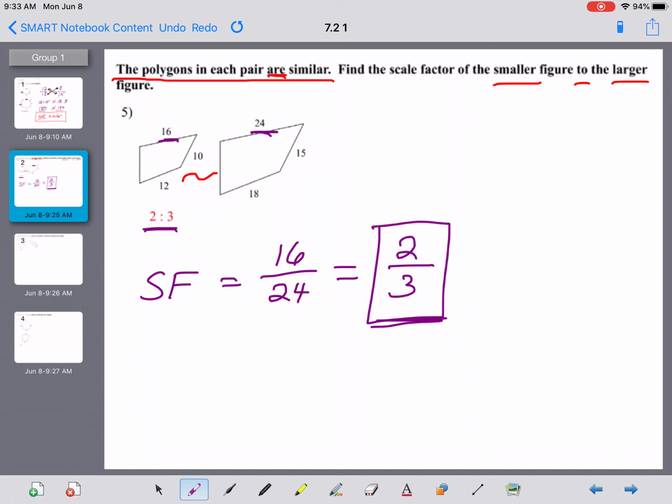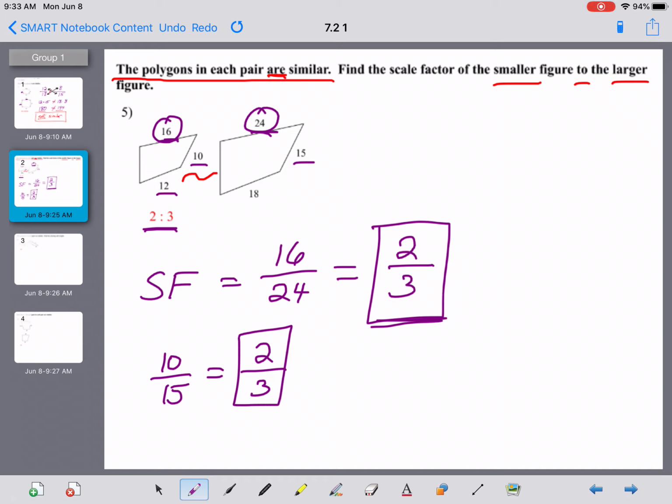Now, just to notice, I chose to use the 16 and the 24, but because these figures are similar, you could have done this 2 other ways. You could have done the ratio of 10 to 15. In this case, your greatest common factor was 5. 10 divided by 5 is 2. 15 divided by 5 is 3. There's the same answer a second way.